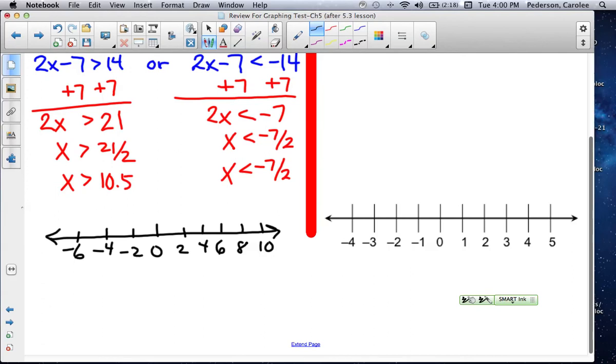So let's graph the first one. x is greater than 10.5. Put it up there. And then this one, remember negative 7 halves is negative 3.5 if you want to convert that to a decimal. So negative 3.5 is about here. And as x is less than negative 3.5, it's going to be to the left.